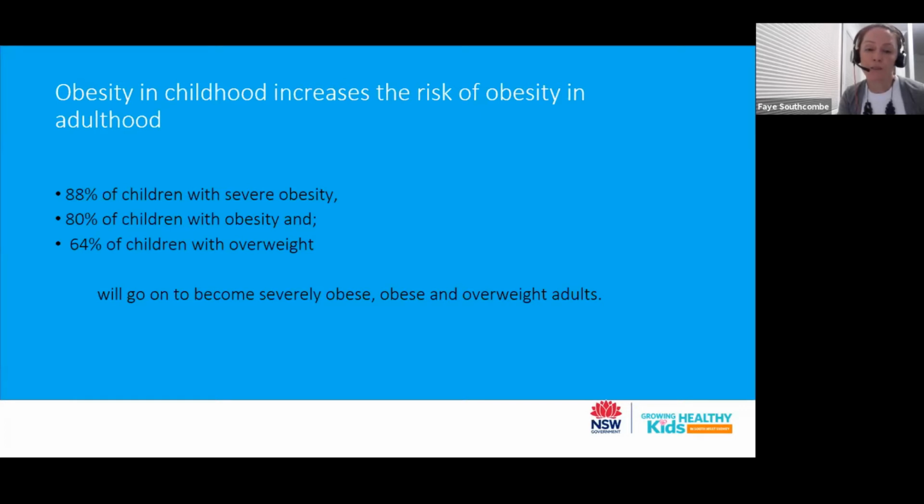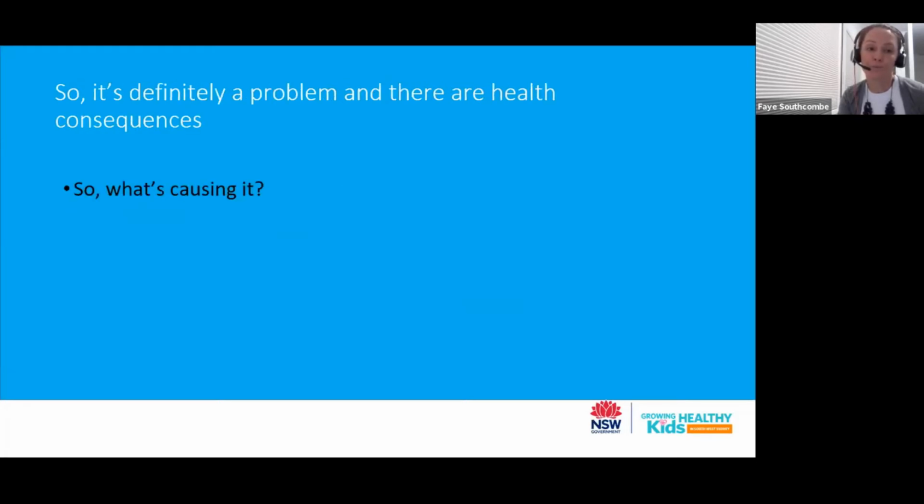88% of children affected by severe obesity, 80% of children affected by obesity, and 64% of children affected by overweight will go on to carry severe obesity, obesity and overweight into adulthood. So it's definitely a problem, and there are real health consequences.